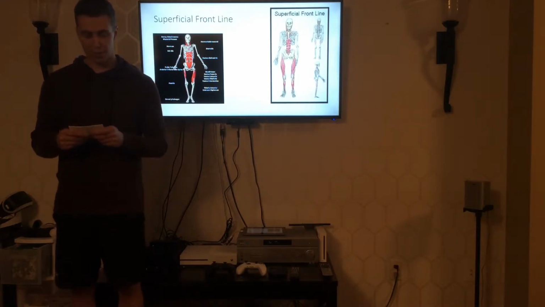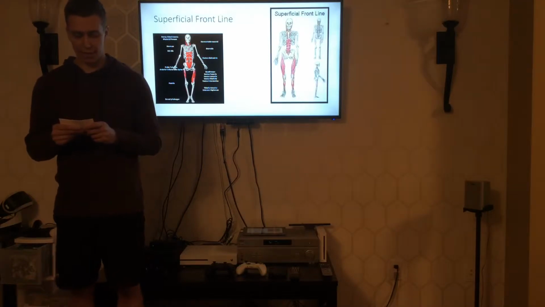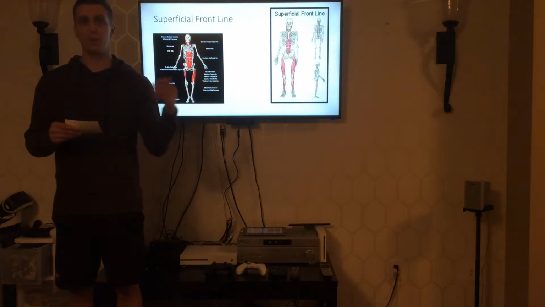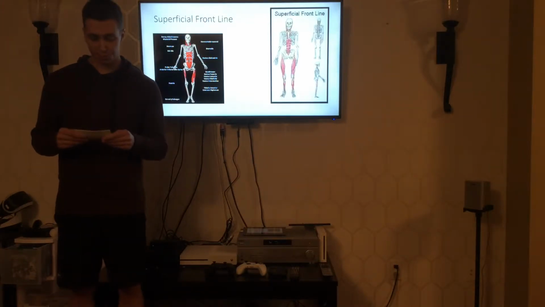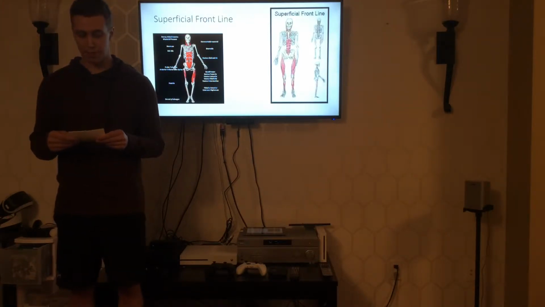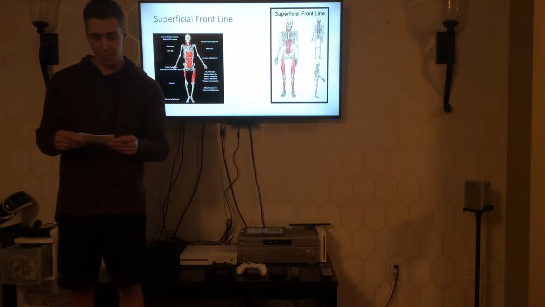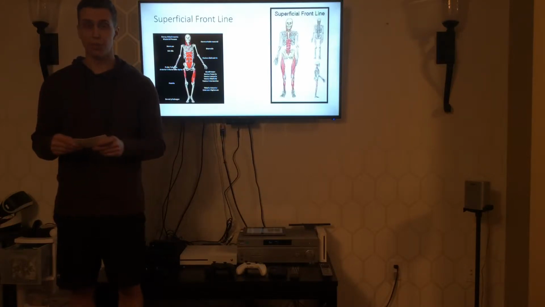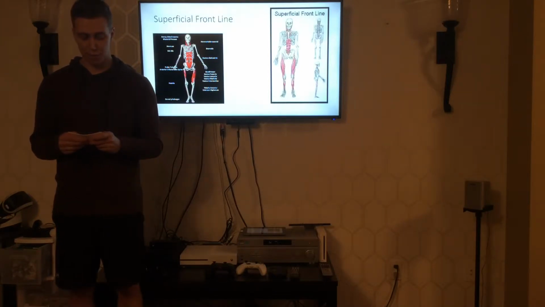The superficial front line runs along the anterior side of the human body and connects at the base of the skull. In the diagram behind me, you can see what I'm talking about. Some of the primary muscles of the SFL are the sternocleidomastoid, sternalis, rectus abdominis, the quadriceps muscles, the tibialis anterior, and the extensor digitorum. The postural function of the SFL is to balance out the superficial back line.